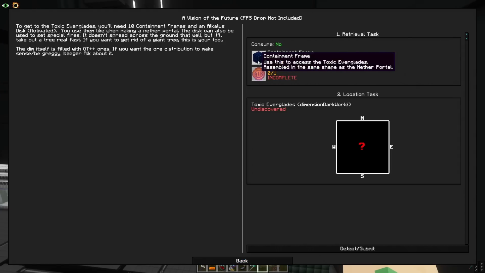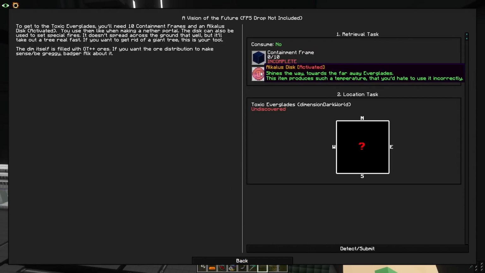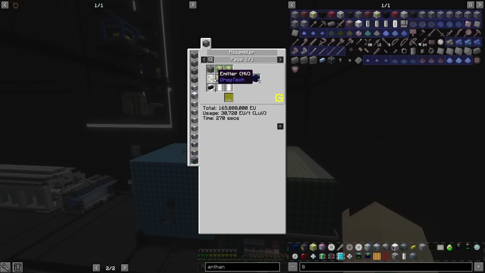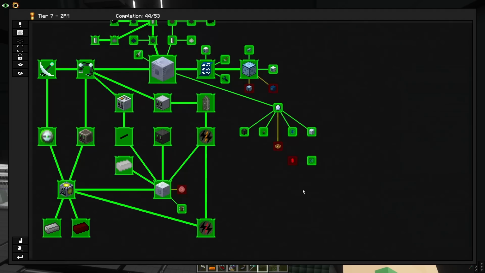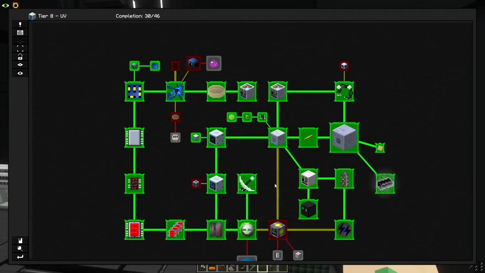So yeah, I think let's make the containment frame and alkylus disk. This should be pretty cheap at this point for me. I also noticed that this quest is now visible. I don't know what this is. I don't think this was visible before. If you can't tell, I don't know what to do at this point.